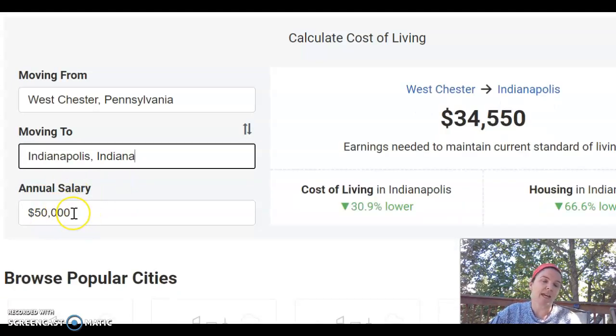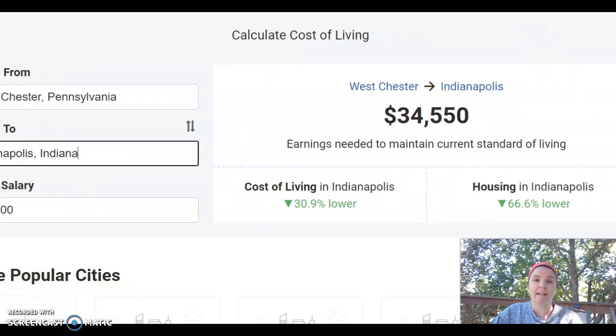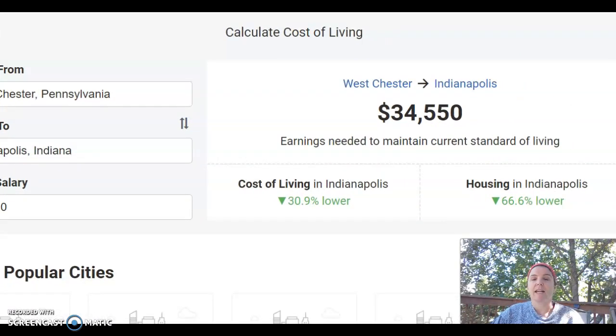You can play around with the annual salary if you want, but I'm going to go ahead and leave it at $50,000. And then what I'm able to see is that it automatically calculates for me. If I made $50,000 in Westchester and I moved to Indianapolis and I wanted to maintain my standard of living, I only need to make $34,550. You can see right down here, the reason why is the cost of living is less expensive.